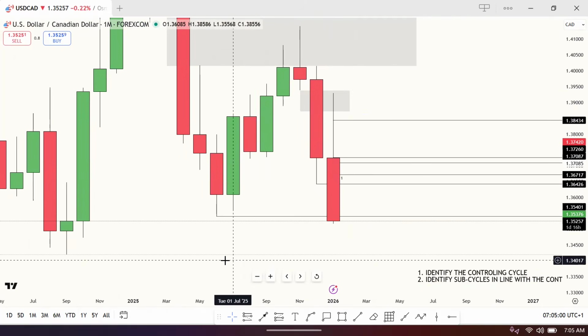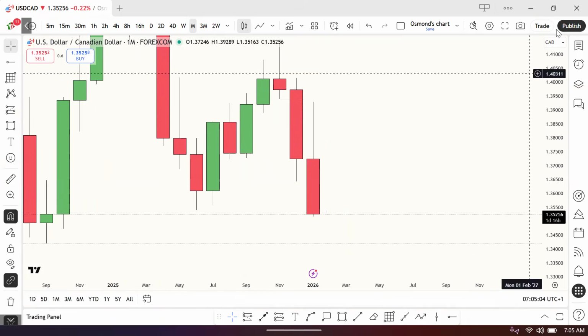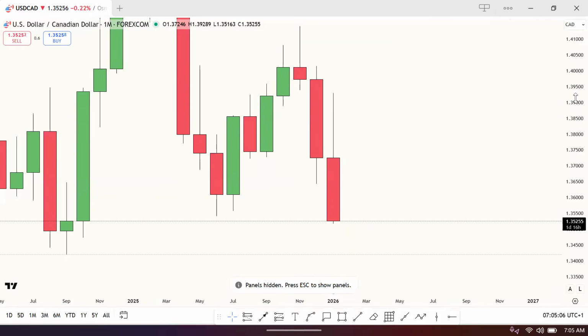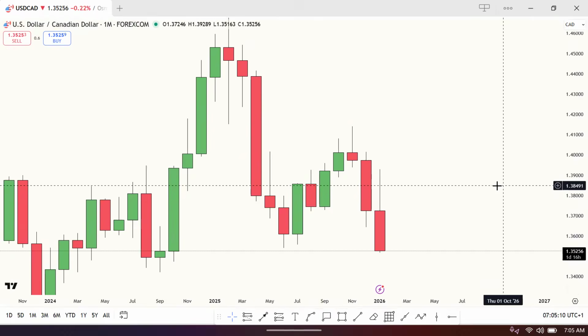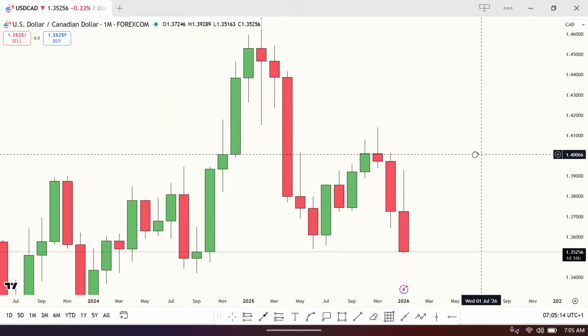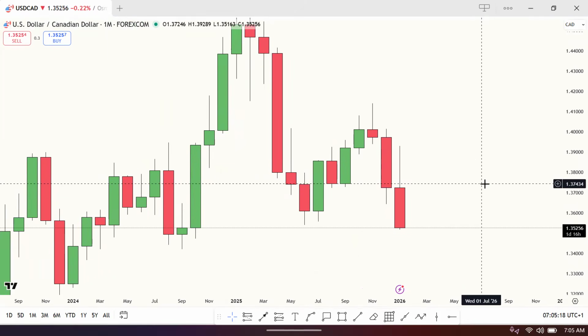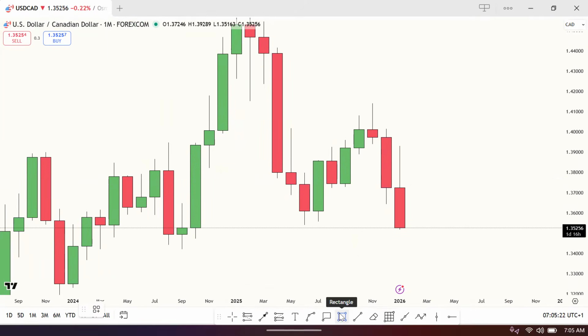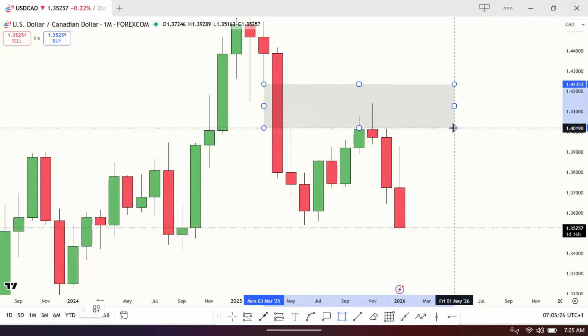So I'll go ahead to clear all these drawings and I'll start afresh. Okay. Now, for this, if you look closely, you would see that first of all, the most important thing is that there is a fair value gap here. There's a fair value gap.